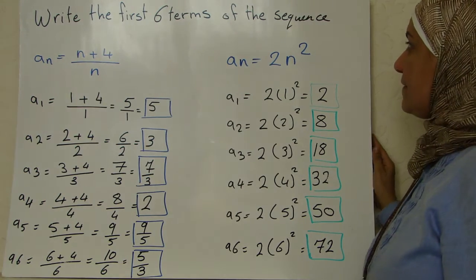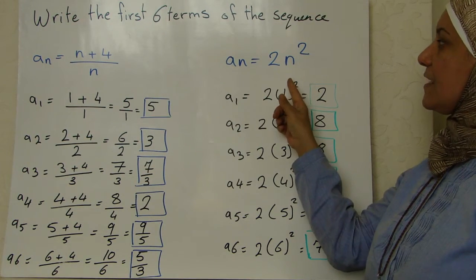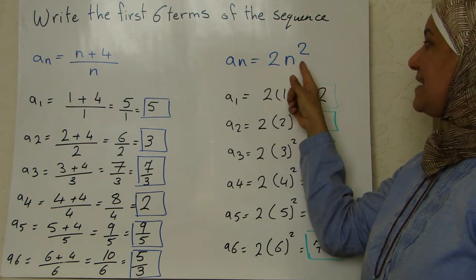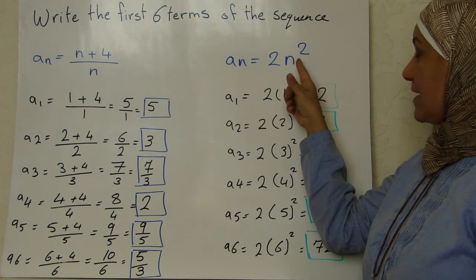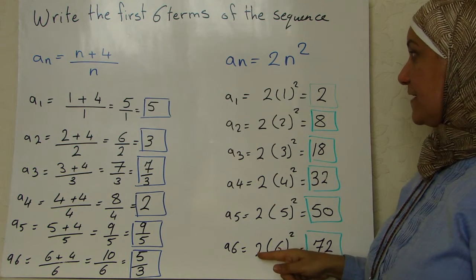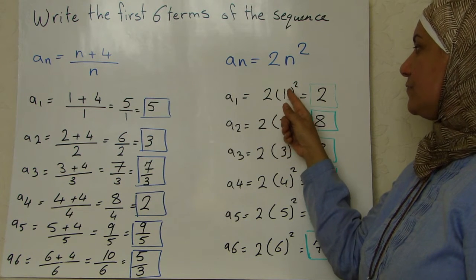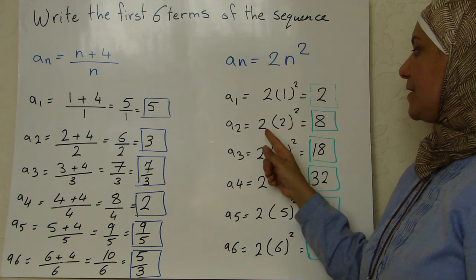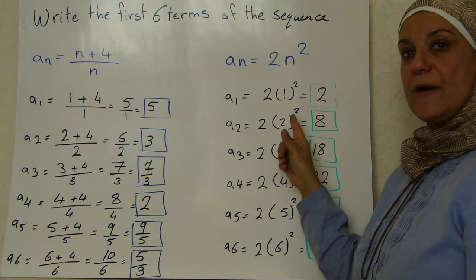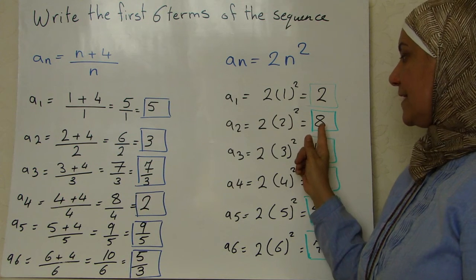Let me have this other example. a_n equals n squared times 2. Plugging in 1, 2, 3, 4, 5, 6, I'm going to have 1 to the power of 2 is 1. So 1 times 2 is 2. And then 2 to the power of 2, which is 4. 4 times 2 is 8.